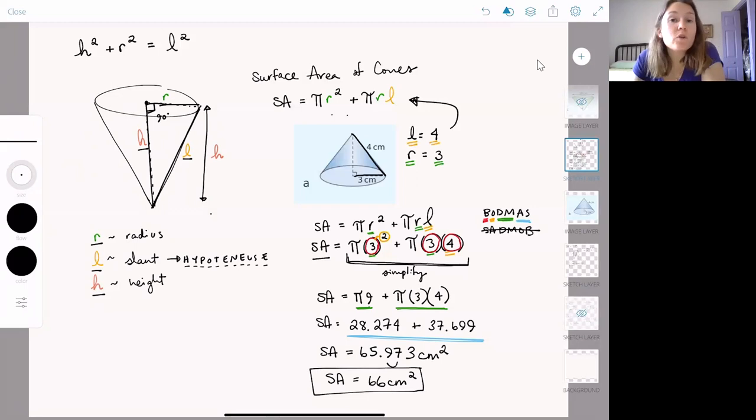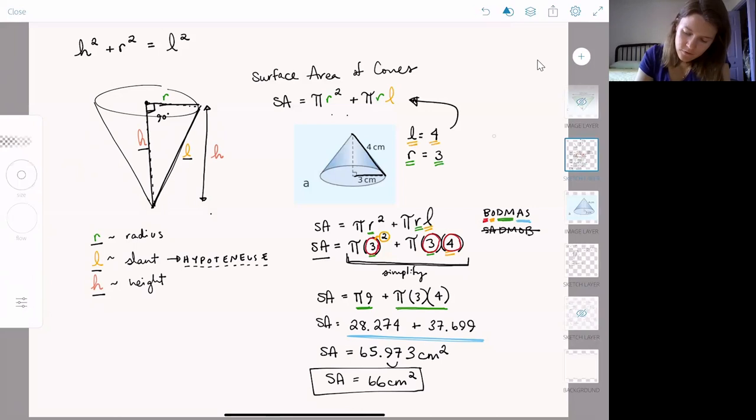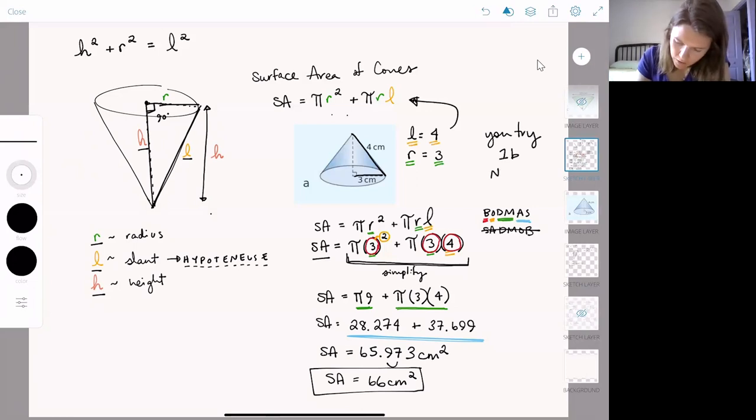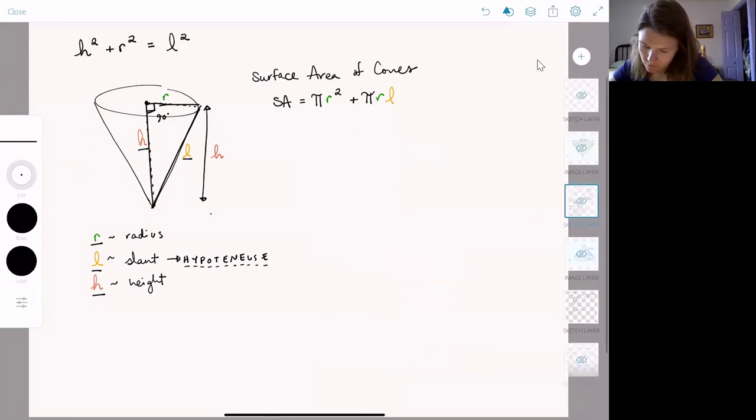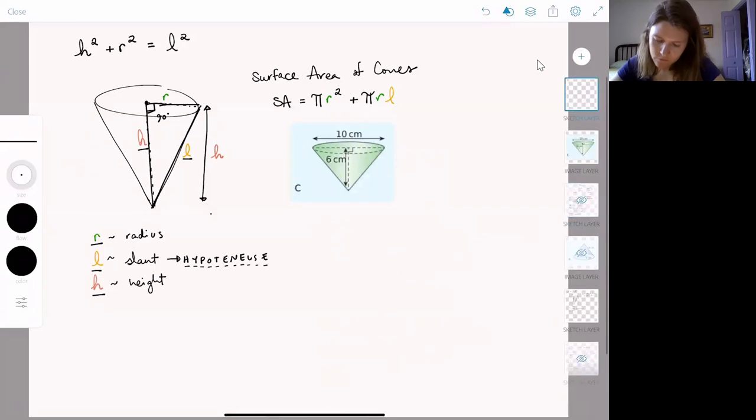Okay, what I want you to do right now is stop the video and try 1B now, okay? Stop the video, try 1B before we move on. Okay, so you've solved 1B, you've looked in the back of the book and you've checked your answer. Now let's move on to 1C together.